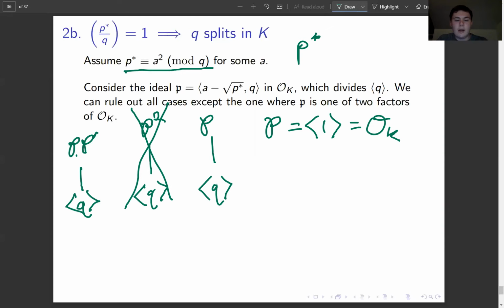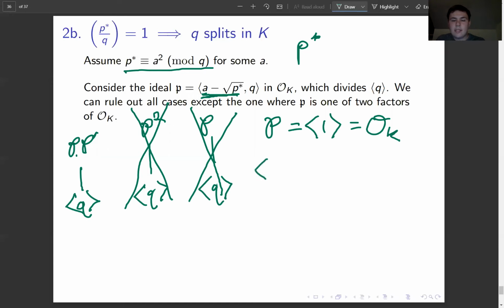Now we have the case where Q is actually the same ideal as P. What that would mean is that this generating element is redundant. But that can't be the case because A minus root P star is not a multiple of Q, which means it can't be redundant. And this is definitely a different ideal. So that eliminates that possibility. Now we have to consider where P is actually the same as the ideal generated by the identity. If it were, then we could expect to multiply it by any other ideal and get the same original ideal back.